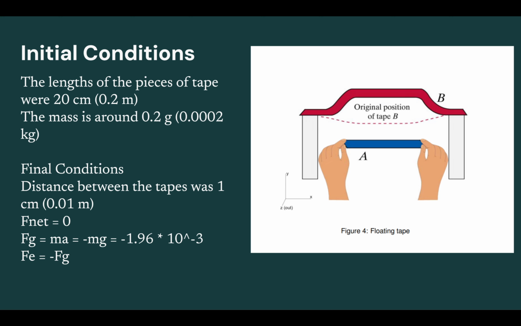We know that F net equals 0 since the top tape is not moving, and if the top tape is not moving, then there are equal forces. There's gravity pointing down, so we notice that the force of electricity is equal and opposite, pointing upwards.